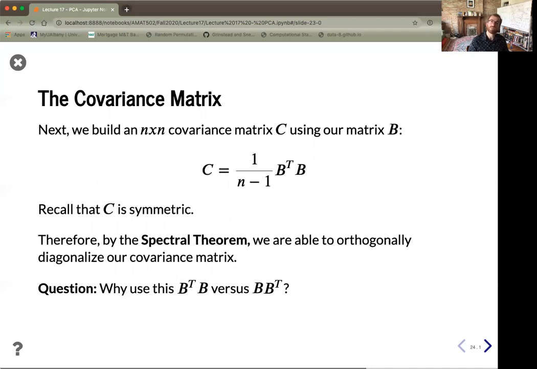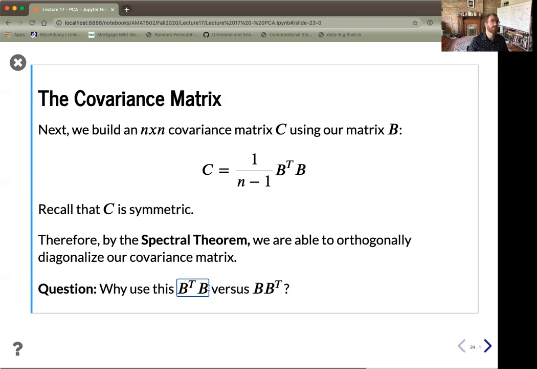All right, assuming you've done that just fine, you can see that if I look at the spectral theorem, I've got a symmetric matrix, which means I can diagonalize. But let's try to interpret the features of this diagonalizable covariance matrix, and why we chose B transpose times B rather than B times B transpose. Again, take a moment to think about that for yourself.